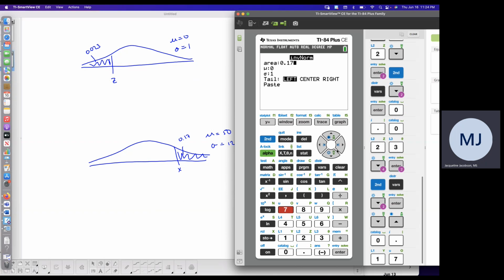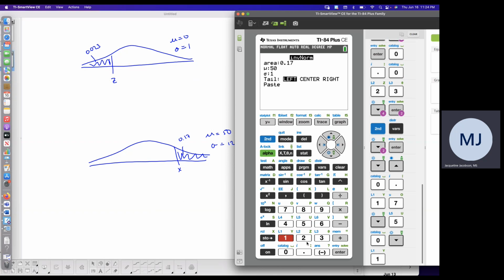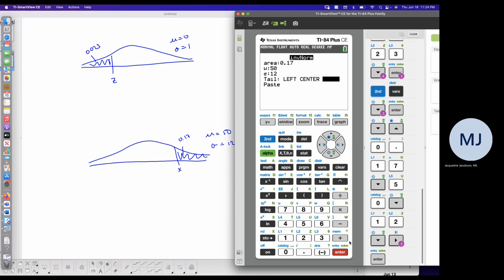0.17, and I'm going to change my mean to 50 because I'm changing this distribution. Their average is 50 and the standard deviation is 12. And again, if you're using the central limit theorem, you could just change that to whatever mean and standard deviation you are dealing with for that particular distribution. Now, being that I put the direct area here, 0.17, and it's the area in the right tail, I'm going to go over here and highlight right. So I'm going to change that option. So scroll with your arrows to the right and then press enter so it's highlighted, and then press paste.